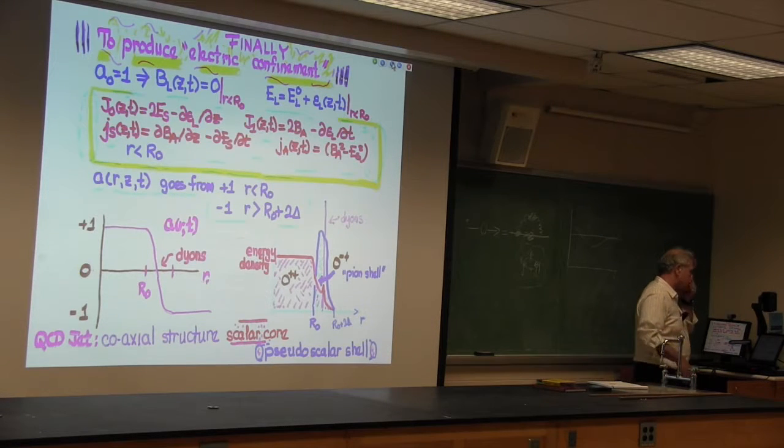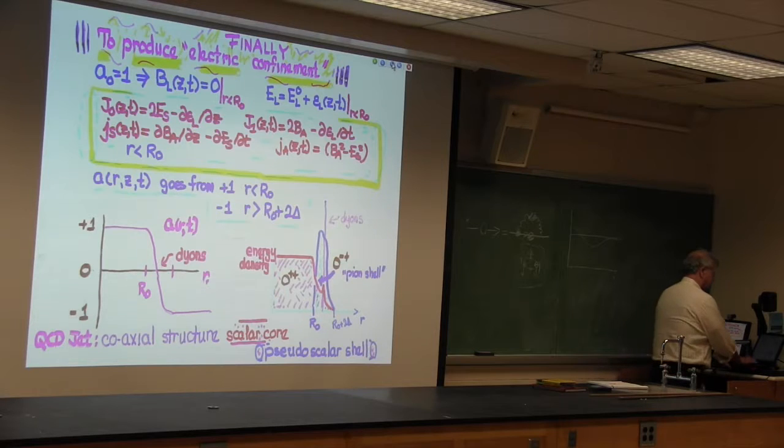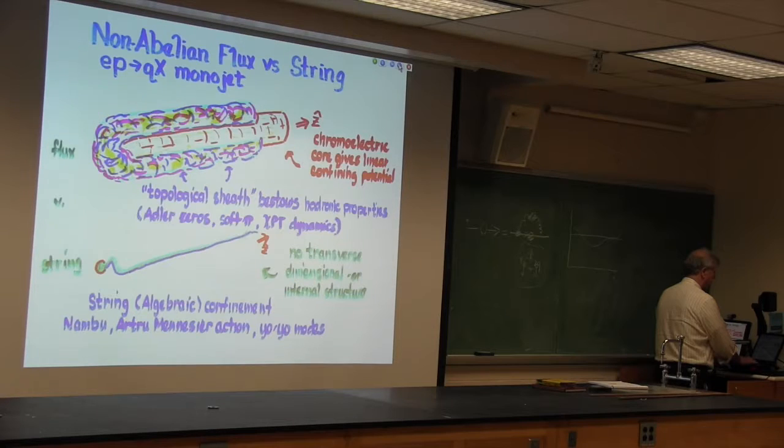You talk about the topology. Is the topology the same as an ordinary flux tube topology for a U1 theory, like a type 2 superconductor? Is it your real topology around the periphery of the tube? The periphery of the tube.